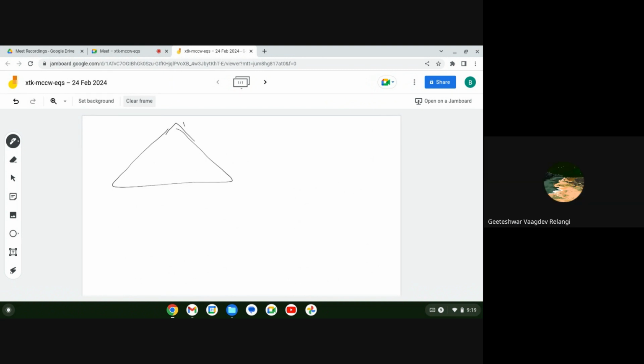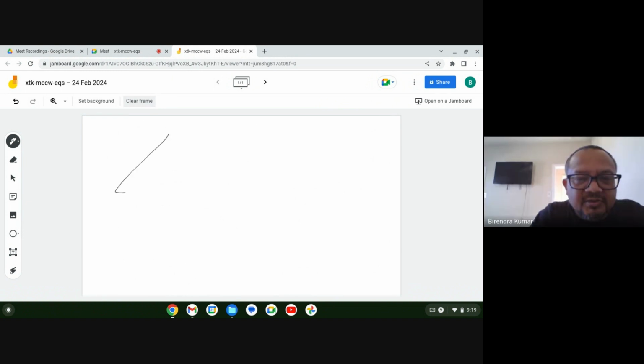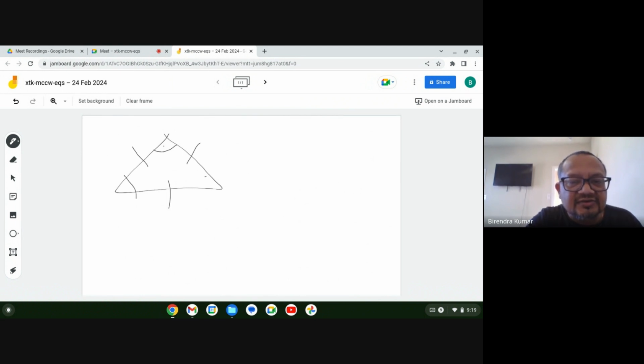So now we are talking about a shape with three sides. That is called a triangle. It's a closed shape, starting from here and closing it here. The property of that shape is that it has three sides and it also has three angles.